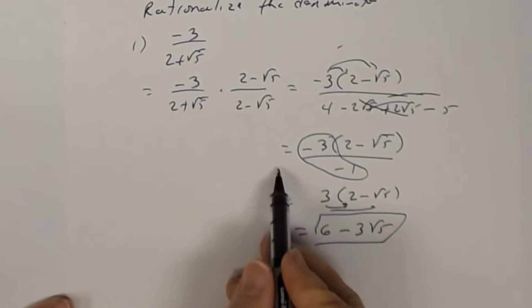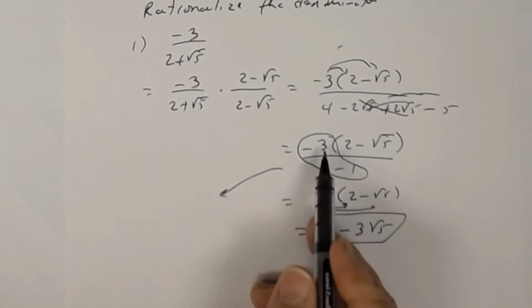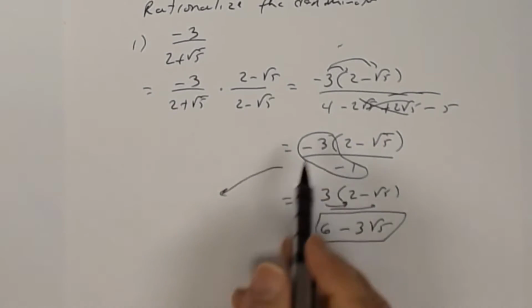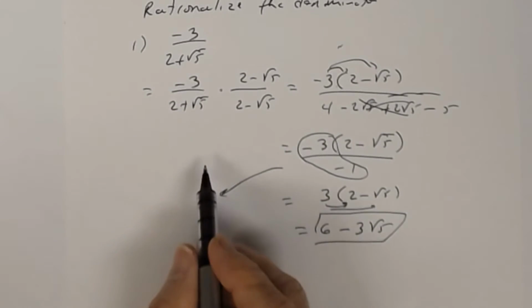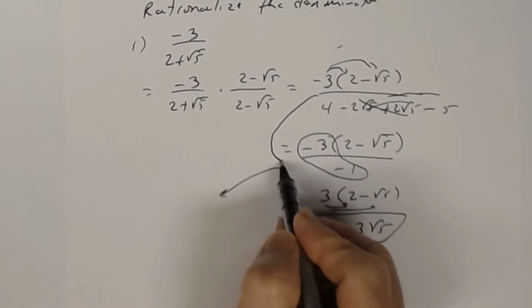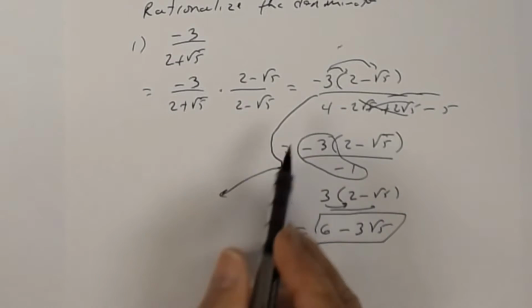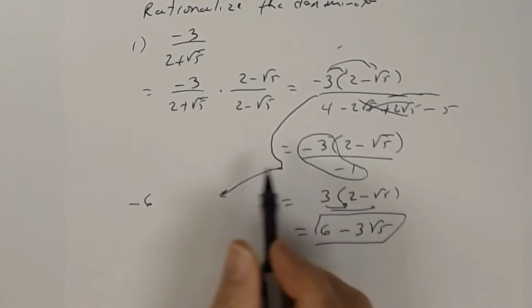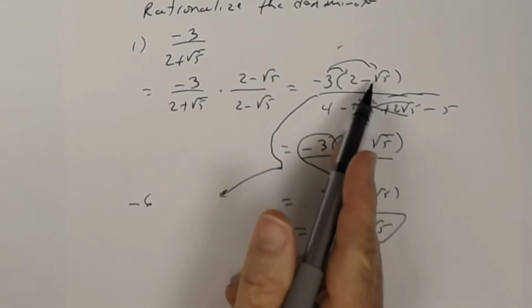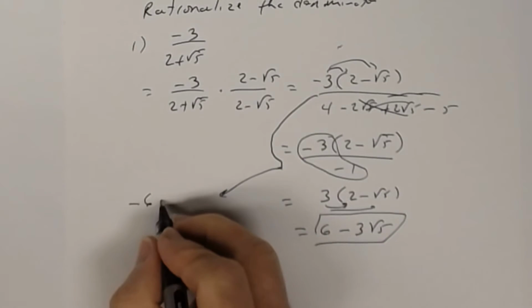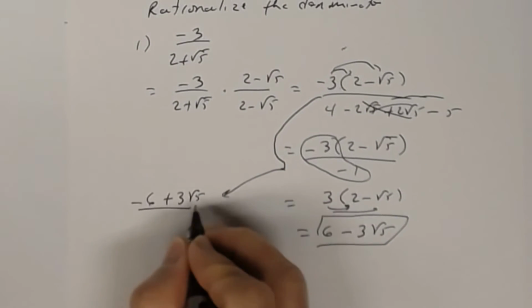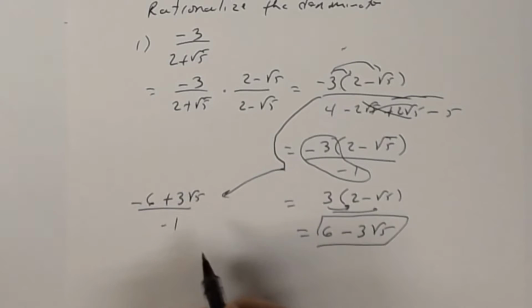Now, to be aware though, if you had distributed first right here, you would have gotten negative 6, a negative 3 times a negative square root of 5 is a positive 3 square root of 5, divided by, and then 4 minus 5 is negative 1.